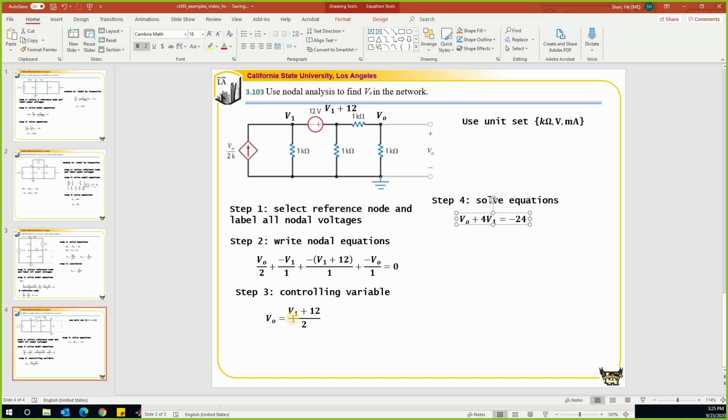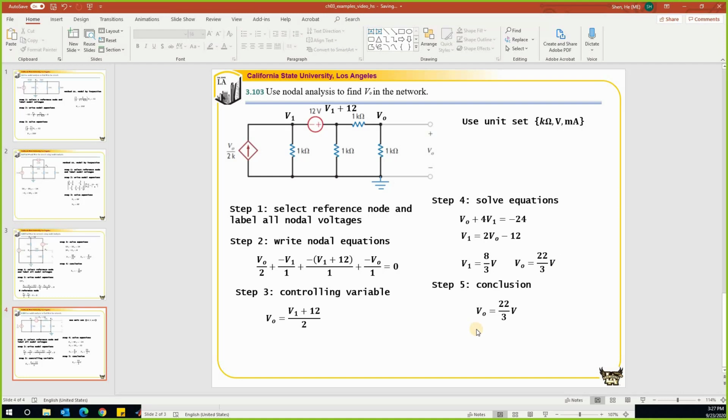The second equation, we have a V1 that is equal to 2VO minus 24. So then we find a V1 that is 8 over 3 volts. Then we can find a VO. VO is a V1 plus 12 divided by 2. That is 22 over 3. The last step is to write the conclusion. VO is equal to 22 over 3 volts. So this is how we solve this problem.